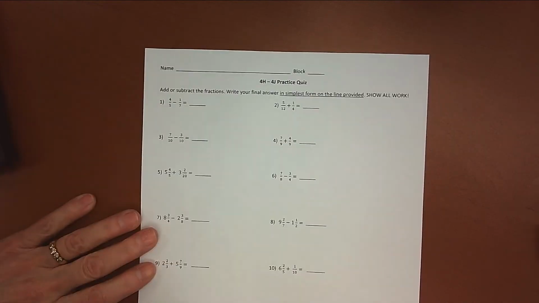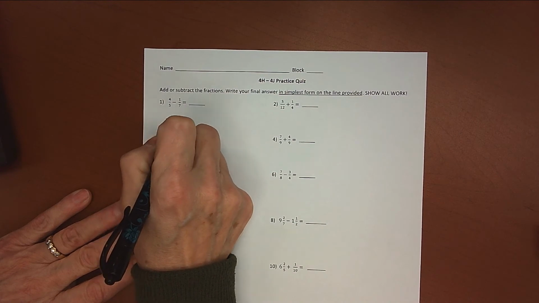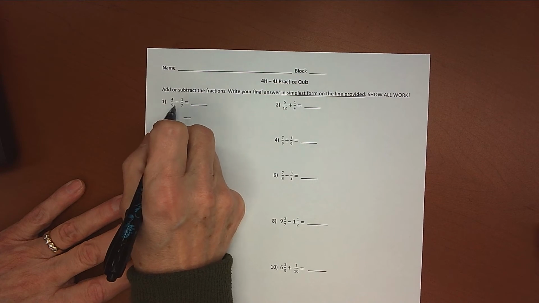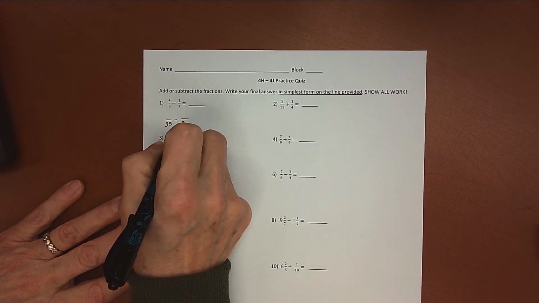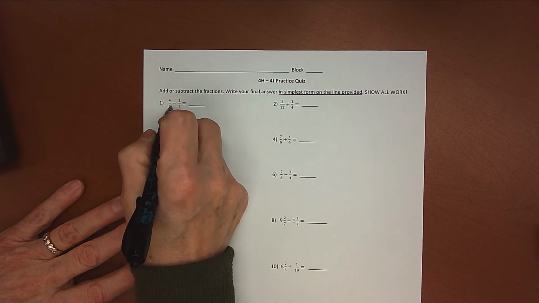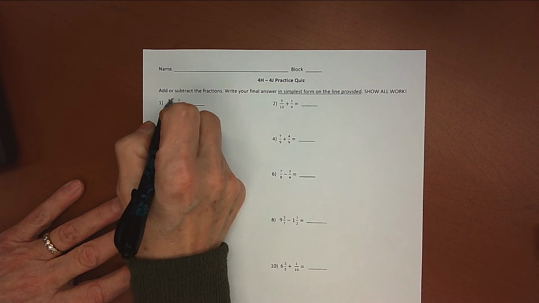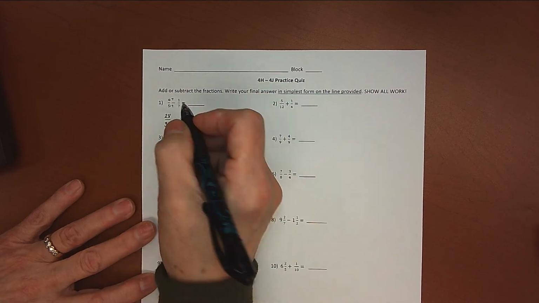Alright, so our first problem is 4/5 minus 1/7. We need a common denominator. And for fifths and sevenths, we can just multiply these two denominators together. We get 35, and we'll use that as our common denominator. Because I had to multiply 5 times 7 to get 35 here, I multiplied the 4 times 7 also to get an equal fraction, 28/35.